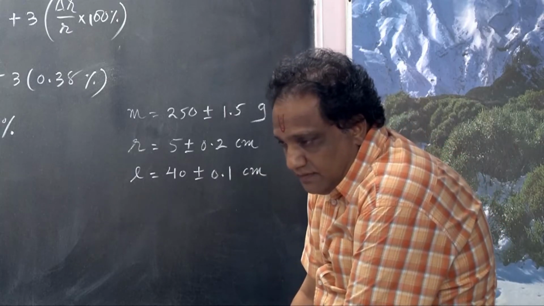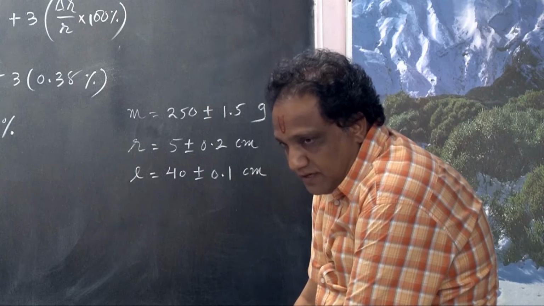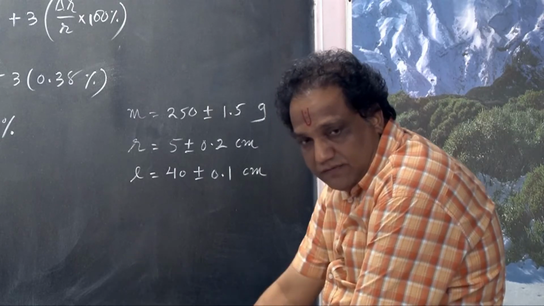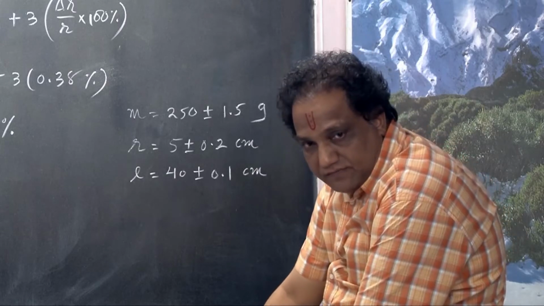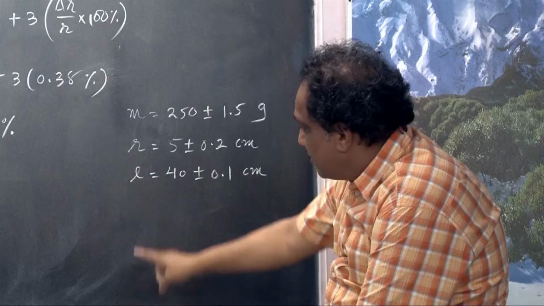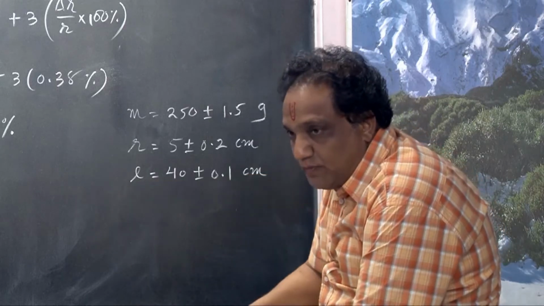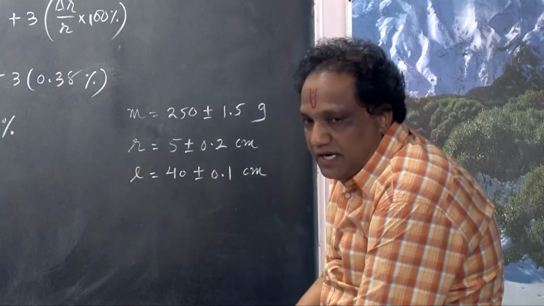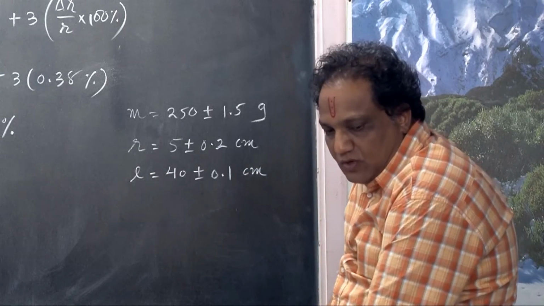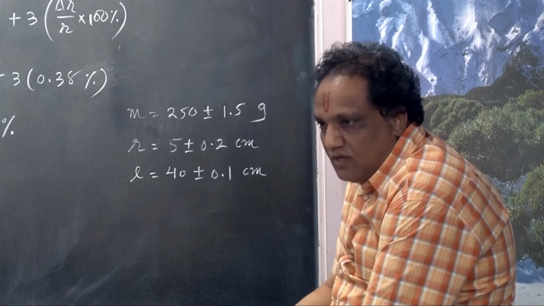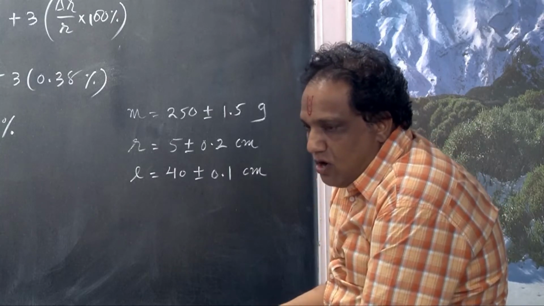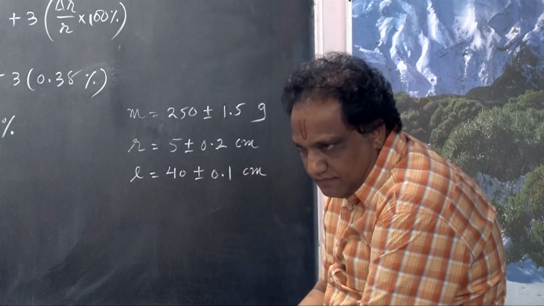Now nobody will speak? Pratik, what is the formula for volume of a cylinder? Pi r square h. Perfect. Instead of h I have given here L, so you may use pi r square L. So density equals mass upon volume, rho equals m upon v. What is v? Volume is pi r square L. So rho equals m upon pi r square L.